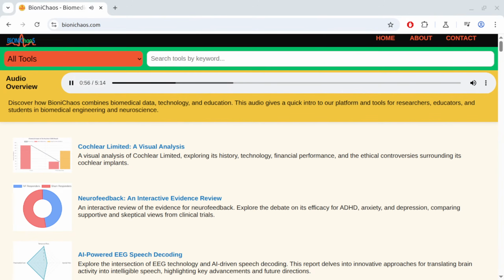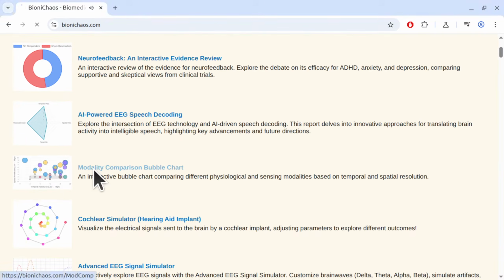And what's fascinating here is how they take this raw, often really intricate data and turn it into these engaging, interactive experiences. So for instance, you've got the modality comparison bubble chart. It visually compares different physiological and sensing modalities based on their temporal and spatial resolution.